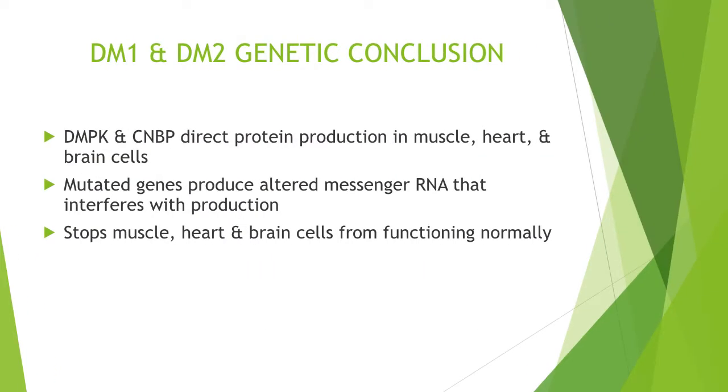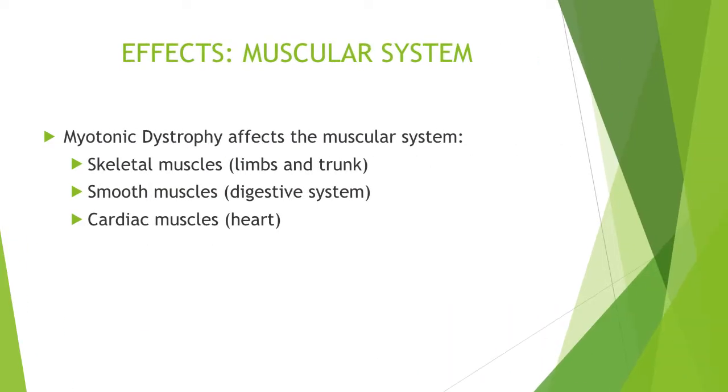Healthy DMPK directs protein production in muscle, heart, and brain cells. CNBP directs production in heart and skeletal muscle. The mutated gene produces an altered messenger RNA that interferes with protein production, and this prevents muscle, heart, and brain cells from functioning properly. Myotonic dystrophy affects the muscular system, skeletal muscles in the limbs and trunk, smooth muscles in the digestive system, and cardiac muscles in the heart.